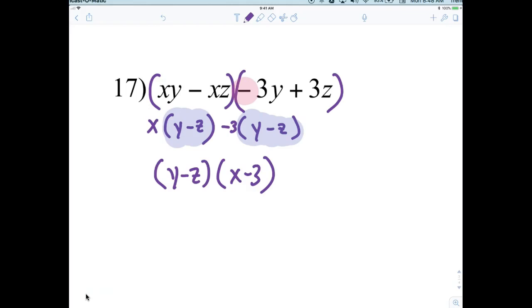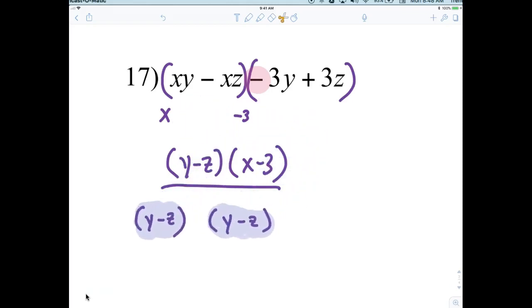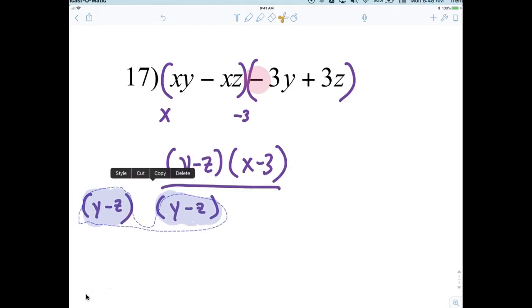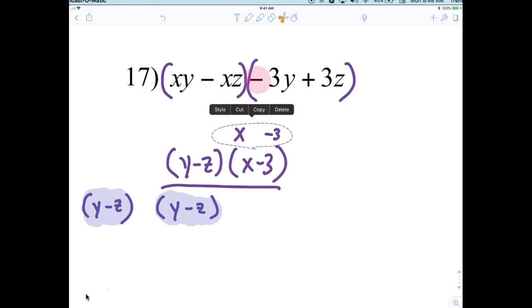Show me how I did what? This part right here? Okay, so now watch what I'm doing. I love iPad for this reason. Watch me. That was common, so I pulled it out. What was left behind? X minus 3. You see that? Right? All right, here we go.